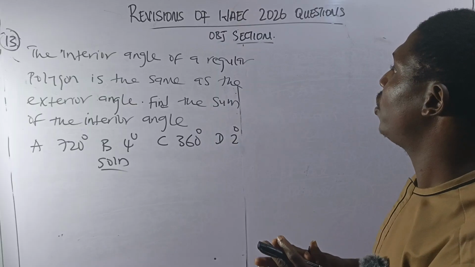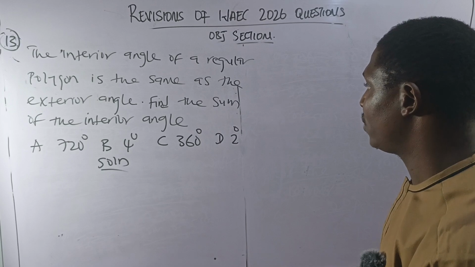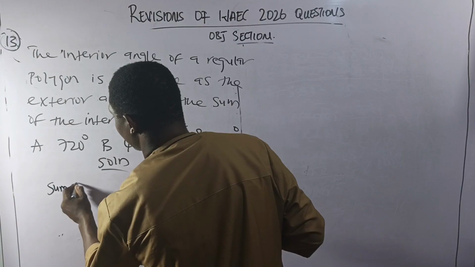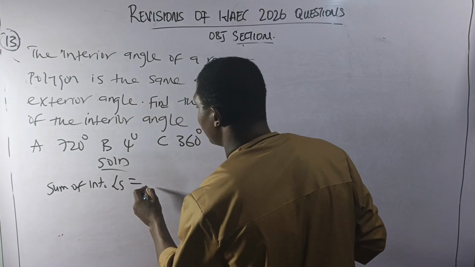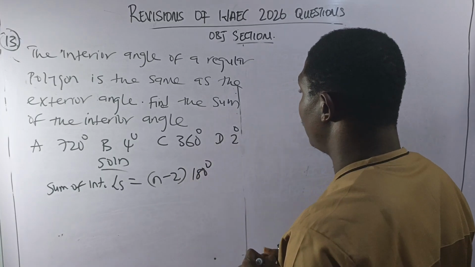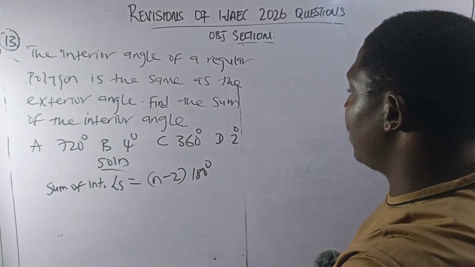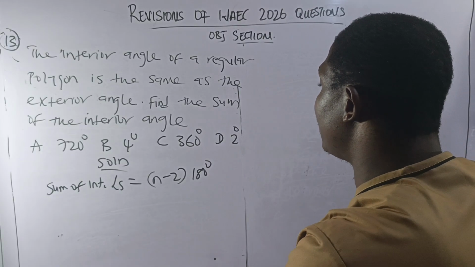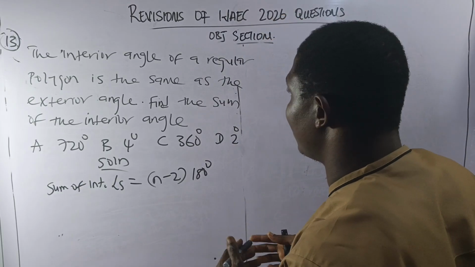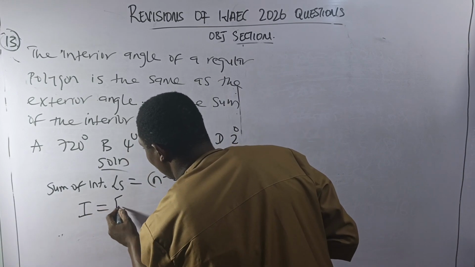Question 13 says, the interior angle of a regular polygon is the same as the exterior angle. So let's find the sum of the interior angles. But remember, sum of interior angles is given by n minus 2 in brackets 180 degrees. Now, if we have this, we need to know our n. We don't know our n. If we know our n, we can easily get the value. Now, the question says the interior angle of a regular polygon is the same as the exterior angle. Now, interior angle I is equal to exterior angle E.